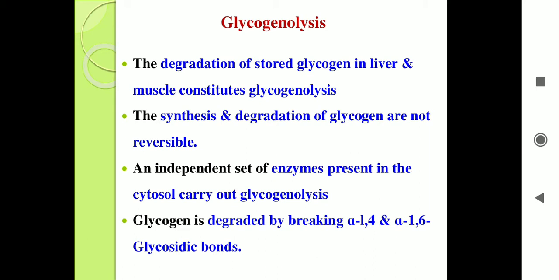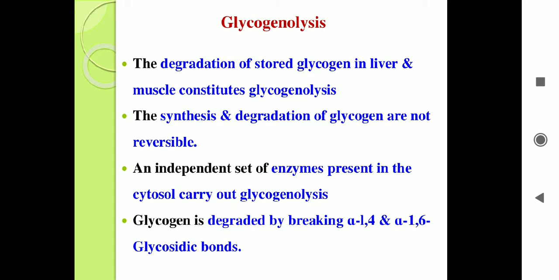Glycogenolysis. Okay, so the synthesis and degradation of glycogen are not reversible processes. Means in this pathway there is a degradation, and there are some pathways by which you can again get your reactant. If you get the product from the reactant and the reactant from the product, that time we can say there is a reversible reaction. But in this pathway, synthesis of glycogen and degradation of that glycogen is not a reversible process. Okay, so there is an independent set of enzymes present in the cytosol, which are basically used to carry out this glycogenolysis pathway.